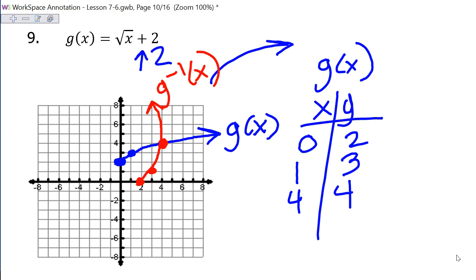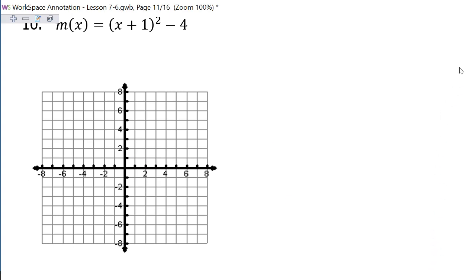And number 10. Looking at that equation, what is that graph going to look like? A parabola. What does the plus 1 make it do? Left 1. What does the minus 4 make it do? Down 4. So from the origin, we need to move left 1, down 4. If I go over 1, what is 1 squared? 1. So over 1, up 1. If I go over 2, what is 2 squared? So over 2, up 4. If I go over 3, what's 3 squared? 9. So over 3, up 9. And connect those points.